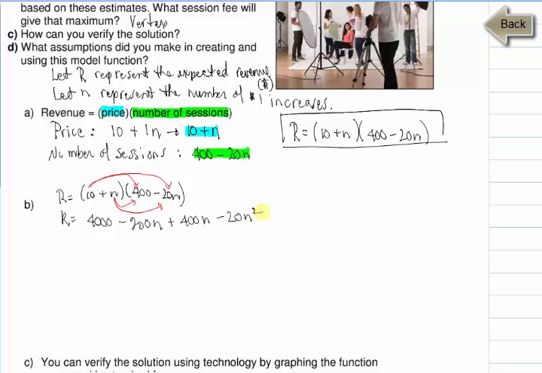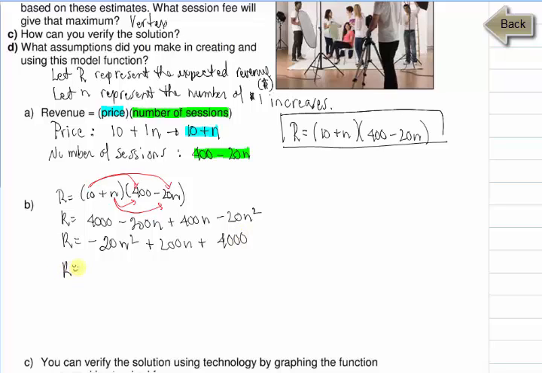Now we want to rearrange this so that it's in standard form, so we need our squared term first, so we're going to rewrite this as negative 20n squared. We are going to combine our two middle terms, so negative 200n plus 400n is 200n, and then our constant at the end.